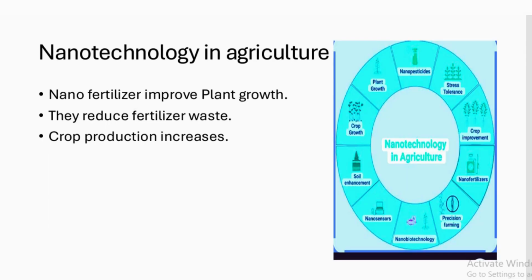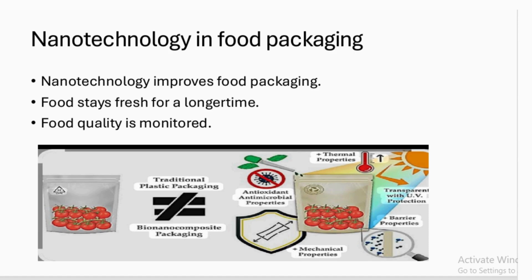Nanotechnology in agriculture, for example, nanofertilizers improve the plant growth. They also reduce the fertilizer wastage and crop production will be increased. Nanotechnology also helps in food packaging. For example, nanotechnology improves the food packaging. Food stays fresh for a longer time and the food quality will be monitored.